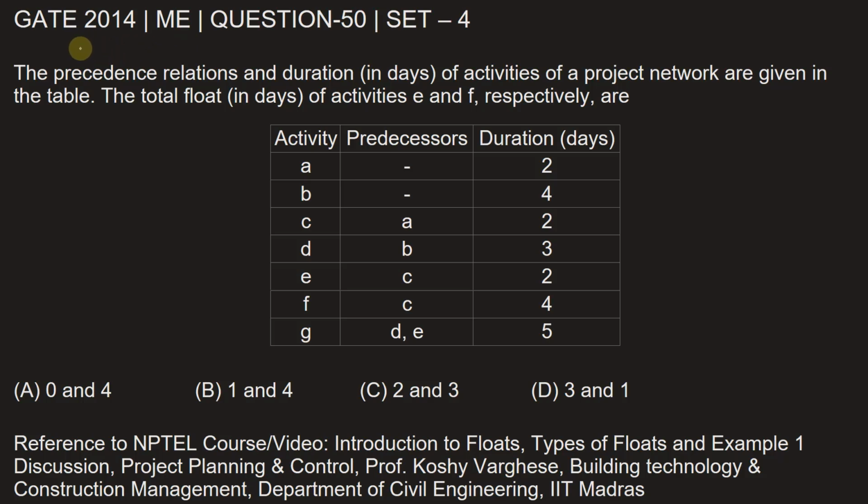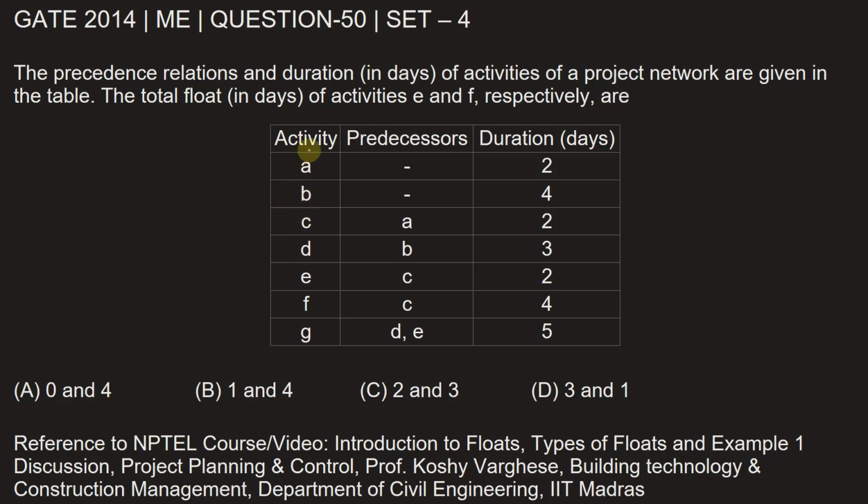This question is from GATE 2014 Mechanical Engineering paper set 4, question number 50. The precedence relations and duration in days of activities of a project network are given in the table. The total float in days of activities E and F respectively are.